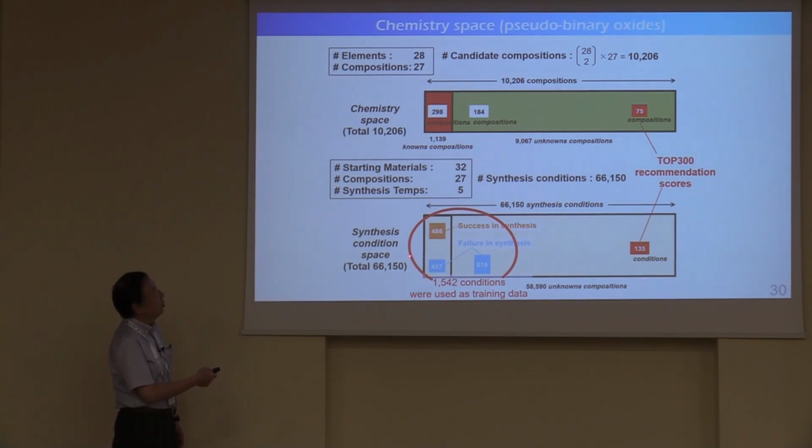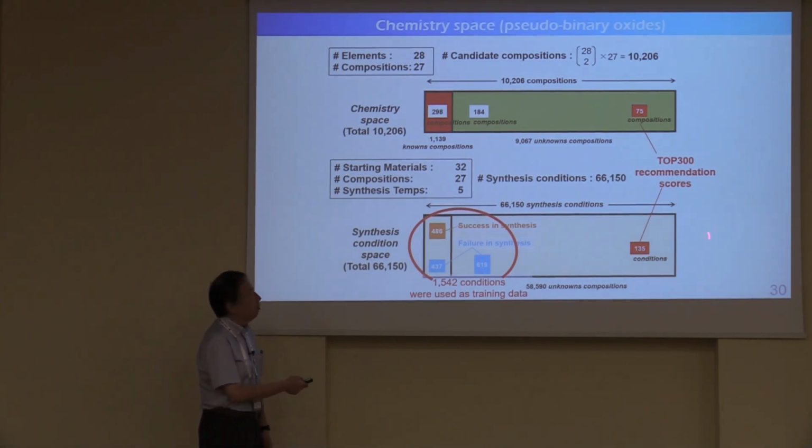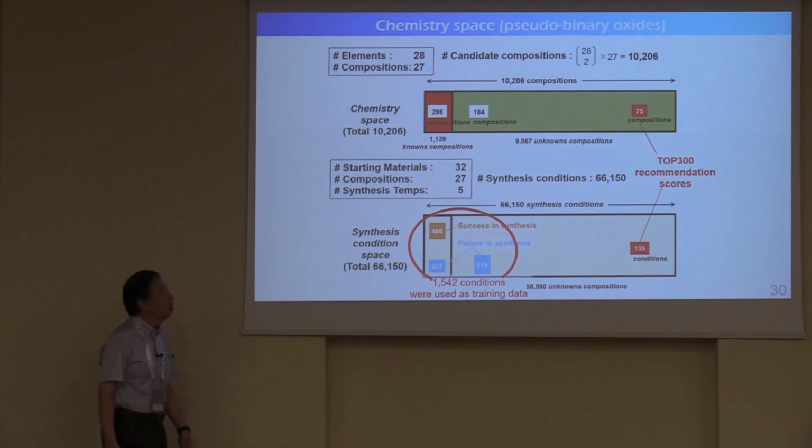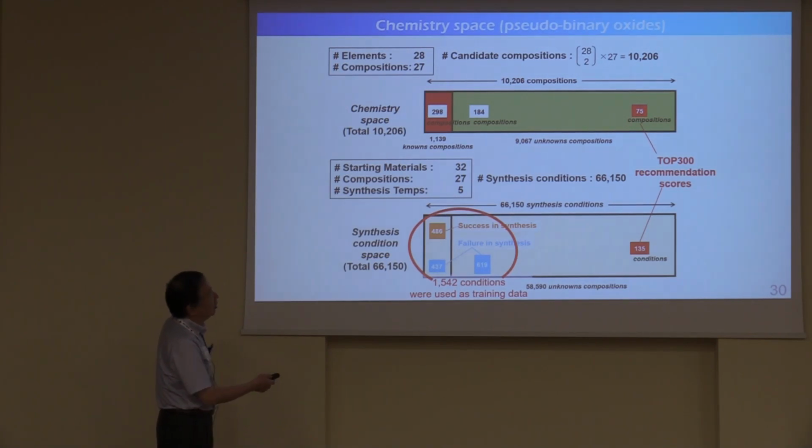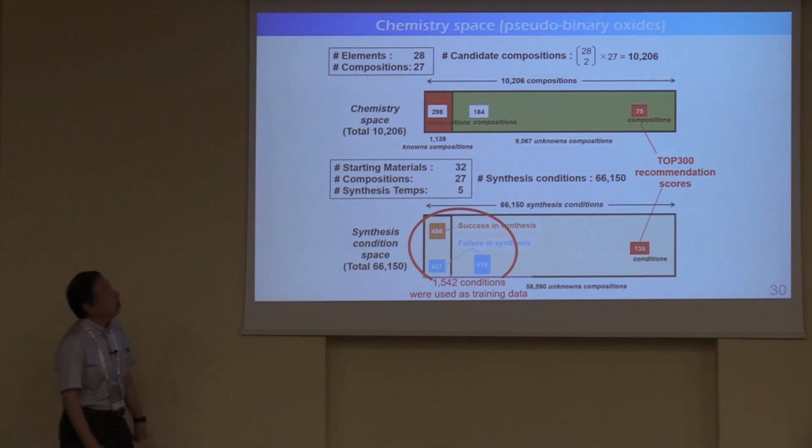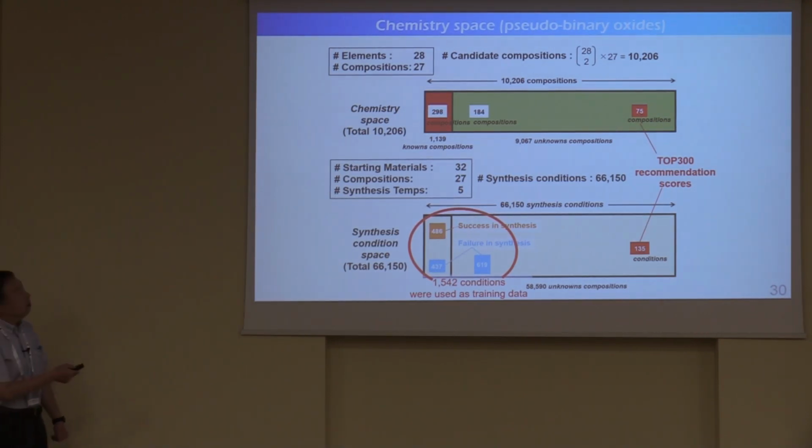Although this corresponds to non-compression, we took these conditions randomly, so there are some conditions which were not yet experimented. But anyway, there are 135 conditions which show good recommendation scores. That corresponds to 75 compositions. This is smaller than this number because some materials show different conditions, such as different temperature, which show good recommendation scores. Anyway, we got this.